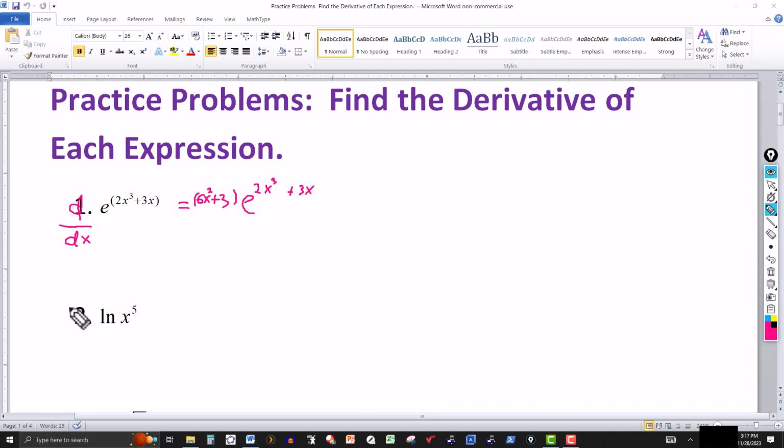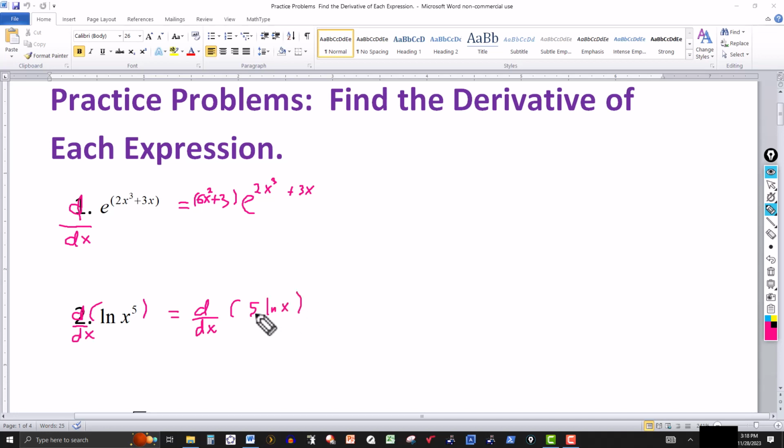Number 2, we'll take the derivative of ln of x to the 5th, with respect to x, this expression here. Now we could take the derivative the way it is there, or we could apply a property of logs. I still have the derivative symbol because I'm not taking the derivative yet. I'm going to rewrite this. Property of logs allows me to bring this exponent as a coefficient, so this would be 5 ln of x.